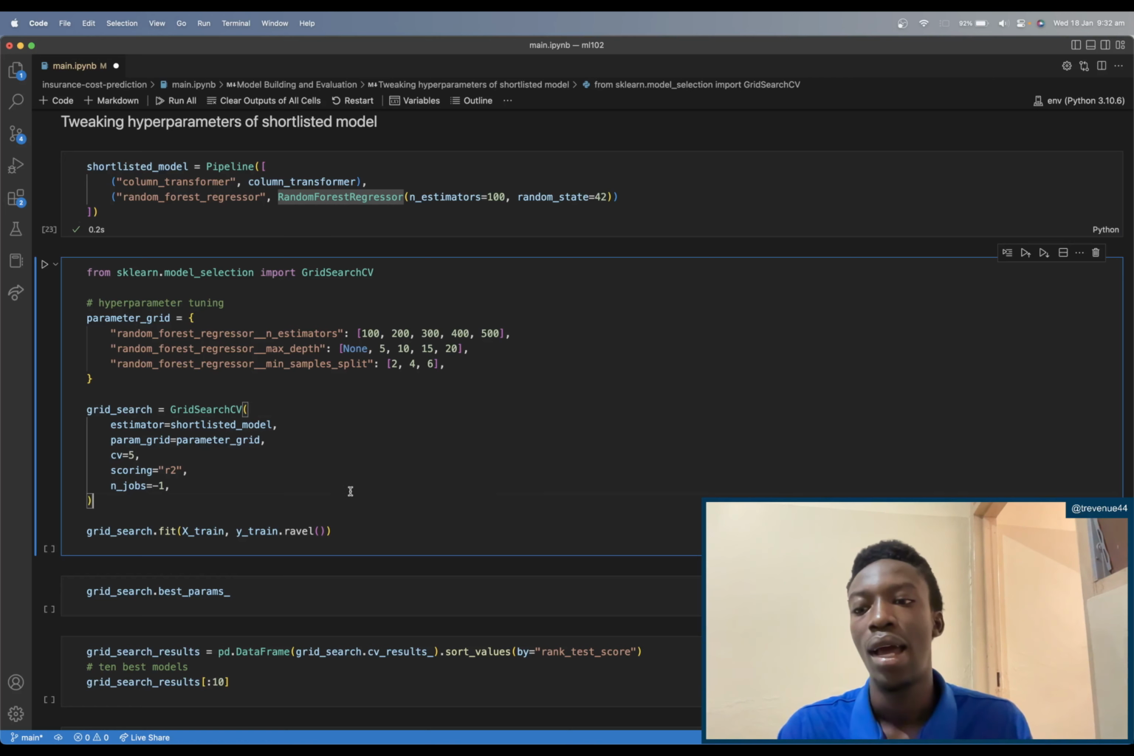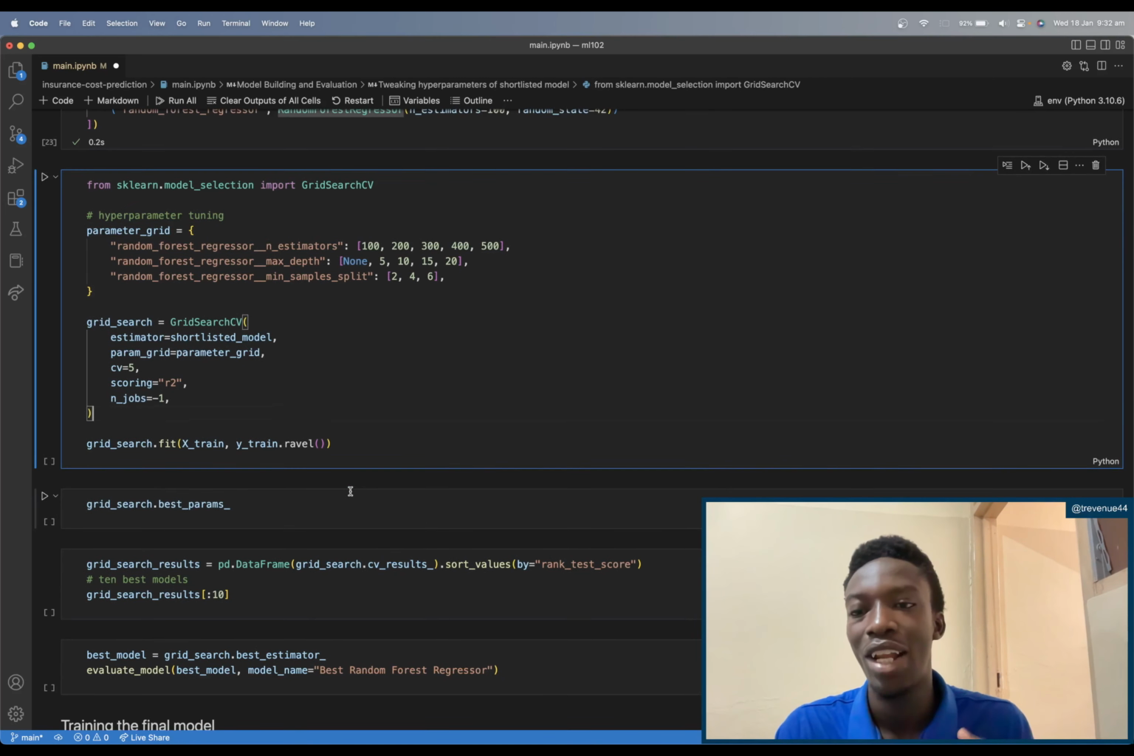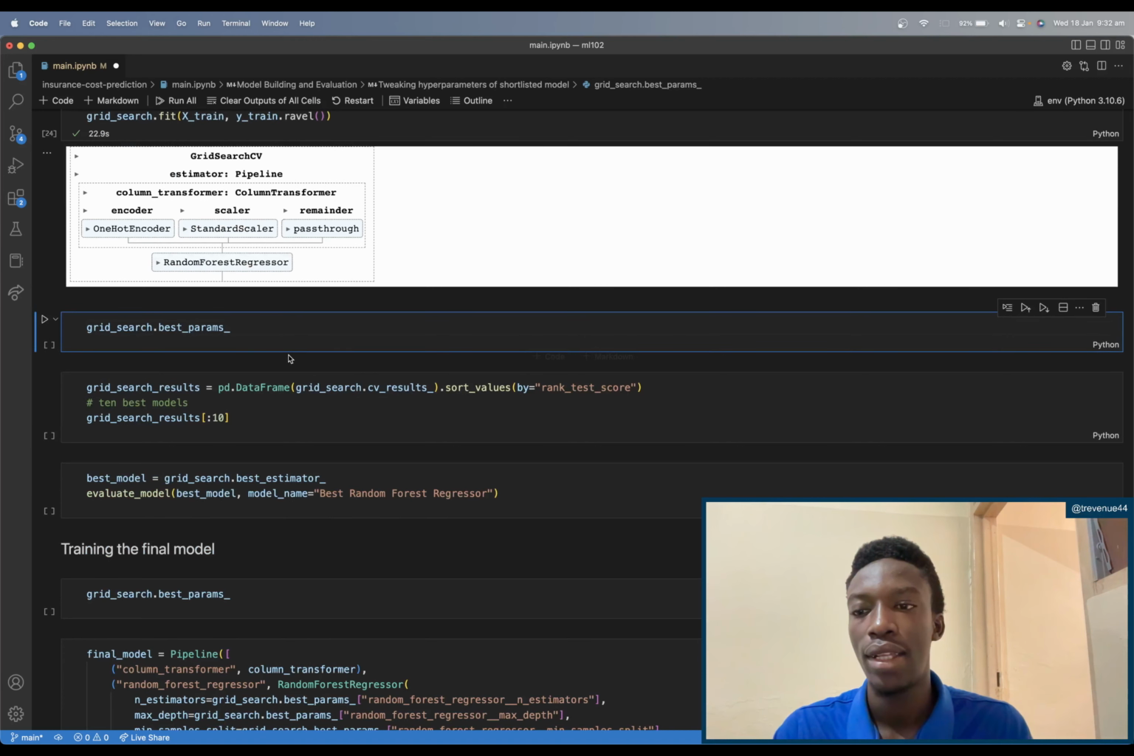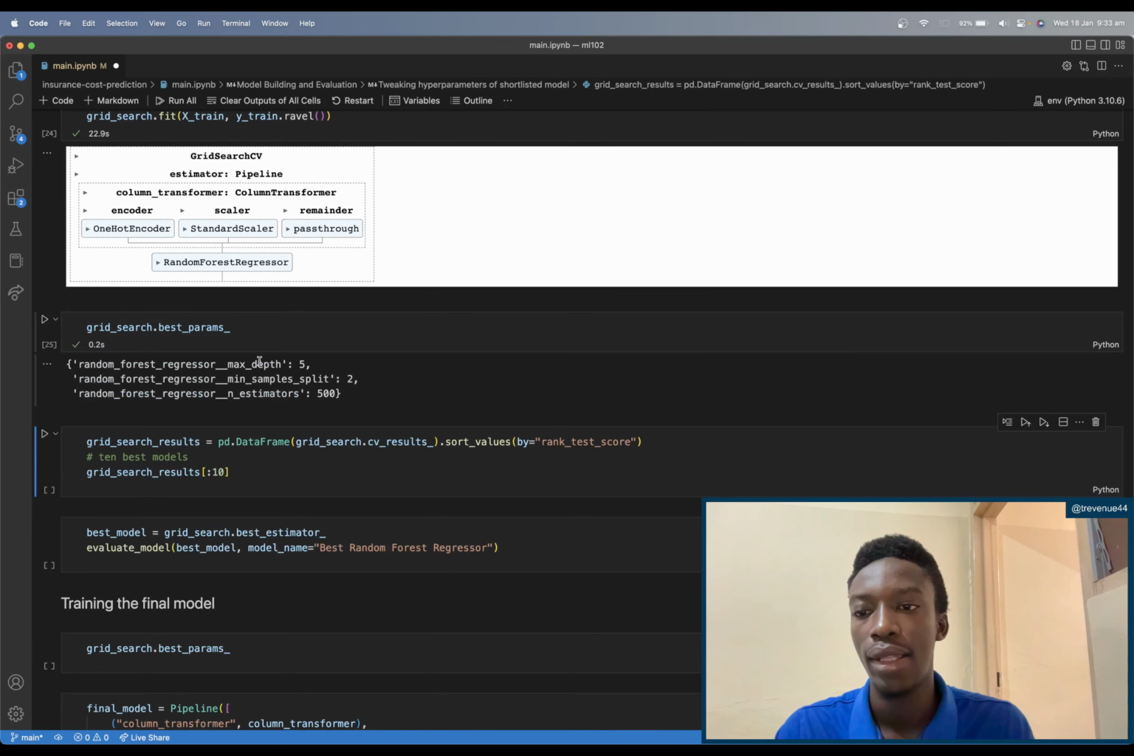So I basically trained different versions of the random forest regressor based on different parameters and tried to check which of them will be best. That's what I did over here. Now you could literally look at the grid search best parameters by just looking at this, and it says that I should take a max depth of 5, number of samples split 2, and the number of estimators 500. That was like the best of our models.